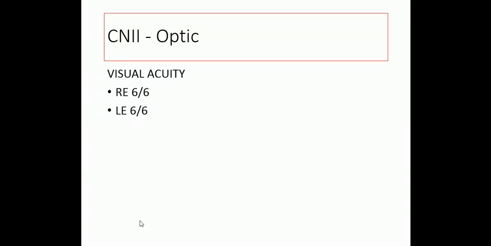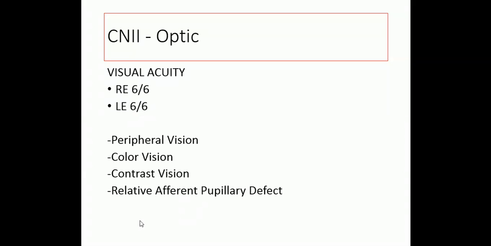So what wasn't checked here that needed to be considered as well? The answer would be things such as checking the peripheral vision, the color vision, and the contrast vision, and looking carefully to see whether the patient has a relative afferent pupillary defect. It's these abnormalities here that make one think about an optic neuropathy.